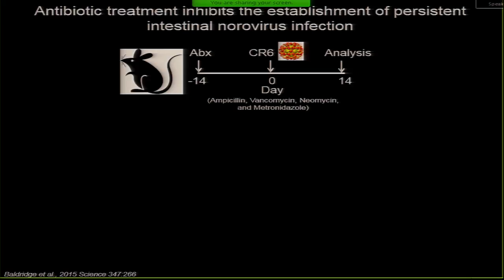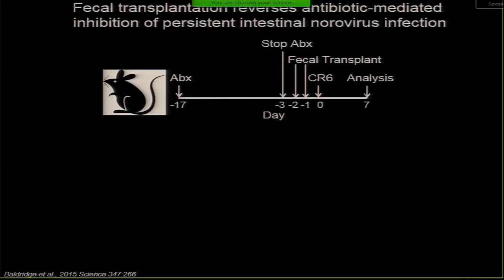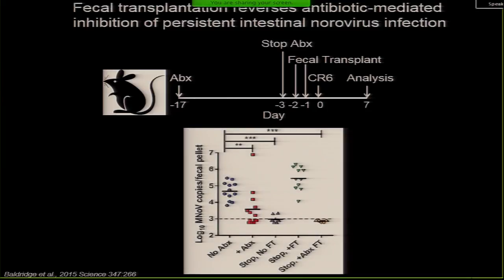We gave antibiotics to an animal and then gave it infection. And what we got was that antibiotics prevented persistent infection, so that the virus requires bacteria in order to establish a chronic infection, remembering that this is the virus that interacts with the autophagy gene to change the Paneth cells. But it requires the bacteria to do that. Is it really the bacteria? Well, it turns out that if you treat with antibiotics, you can prevent the chronic infection. But if you do a fecal transplant back, you can restore it.